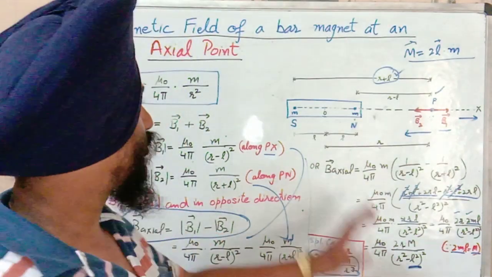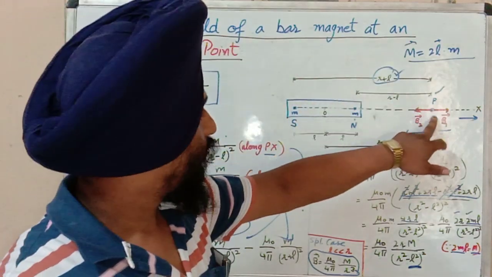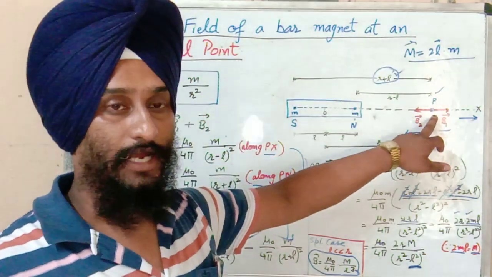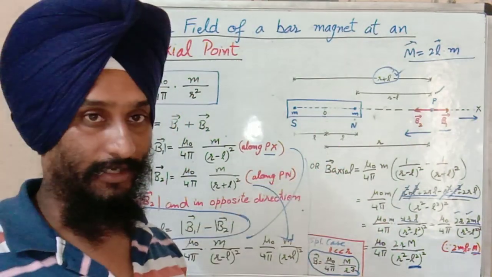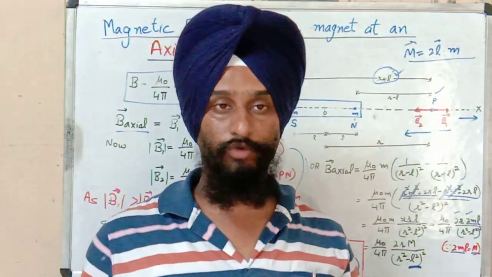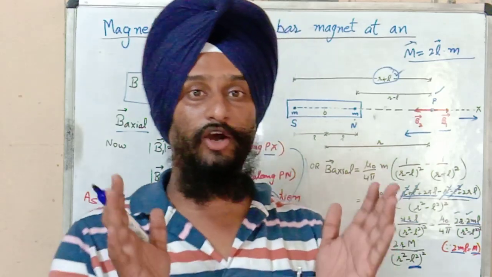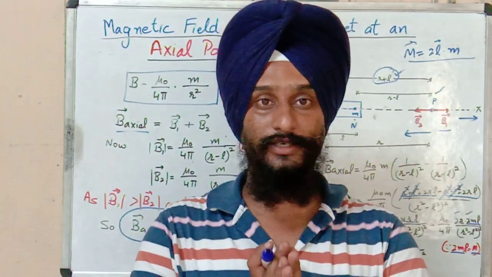These are the results related to the magnetic field at a point on the axis of a bar magnet. And in our next topic, we will discuss the field on the equatorial point of a bar magnet.